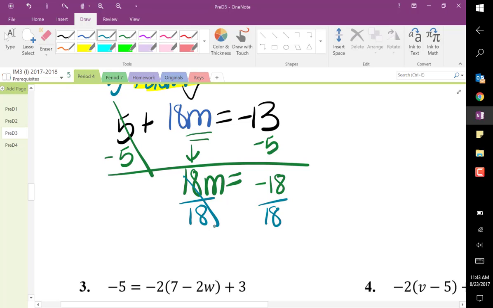Raise your hand, tell me what I'm left with. Just 1? -1. See, you got your classmates to help support you. Negative divided by a positive is a negative.